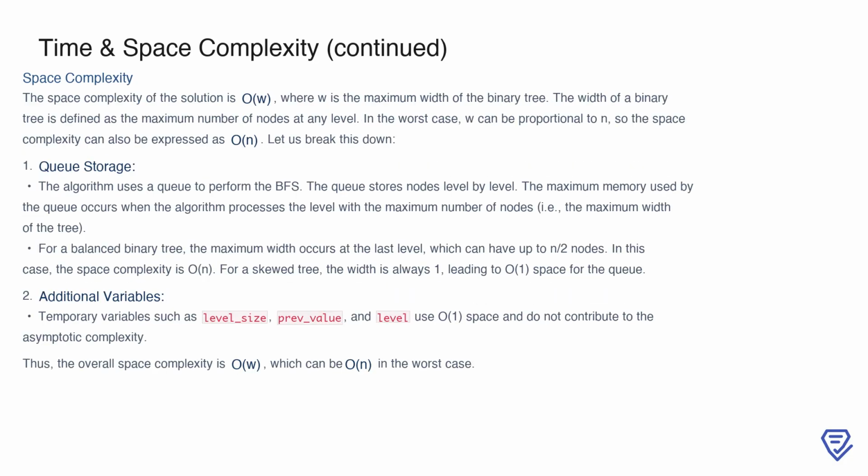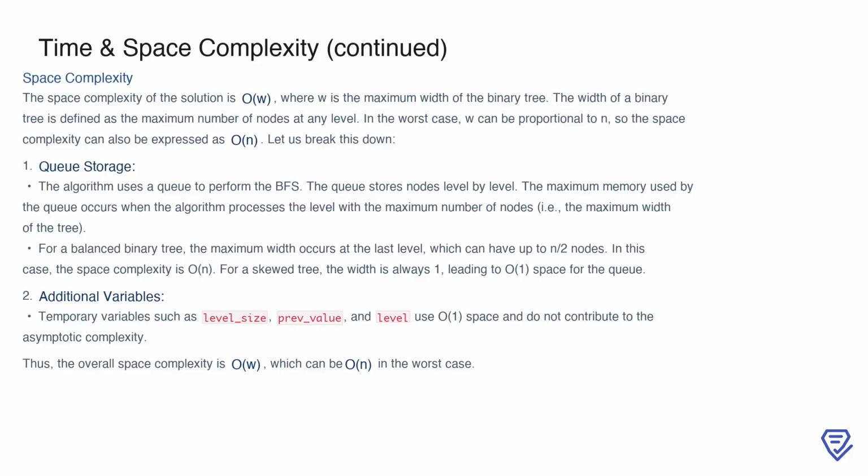Now, let's analyze the space complexity, which is O(w), where w represents the maximum width of the binary tree, or the maximum number of nodes at any level. To understand this, consider the queue used for the BFS traversal. This queue temporarily stores nodes level by level as the algorithm processes the tree.